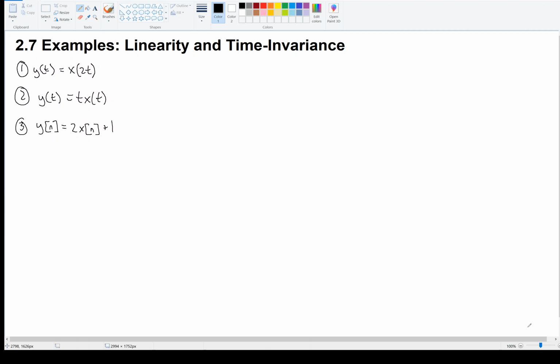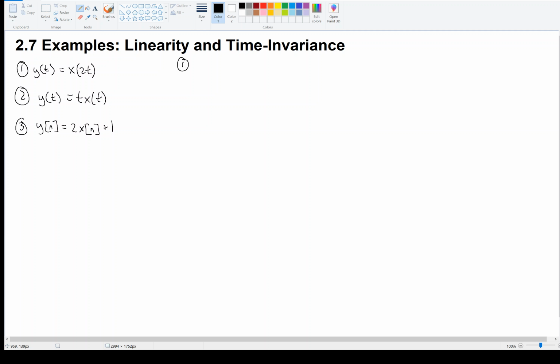Okay, welcome back. We're looking at three examples of input-output relationships. I have number one, number two, number three, and for each one, we're going to determine if these systems, characterized by their input-output relationships, are linear and, separately, are they time-invariant.